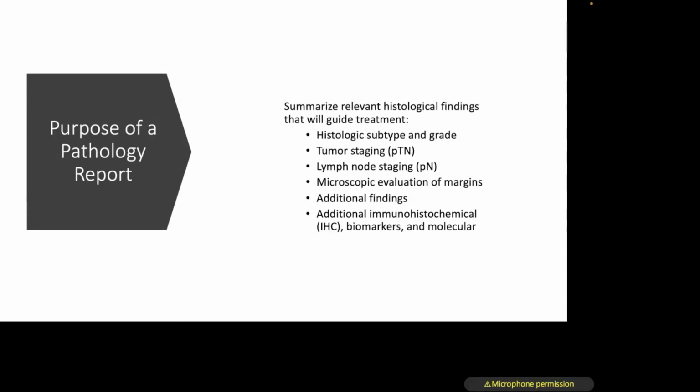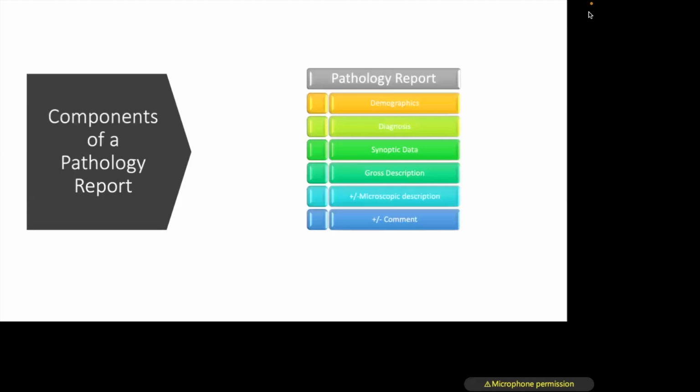Also, the number of lymph nodes involved, which will impact lymph node staging. Microscopic evaluation of the margins. Remember, that's where the surgeon made their cuts. Any additional findings, as well as additional IHC, biomarkers, and molecular. So these are the components of a pathology report.